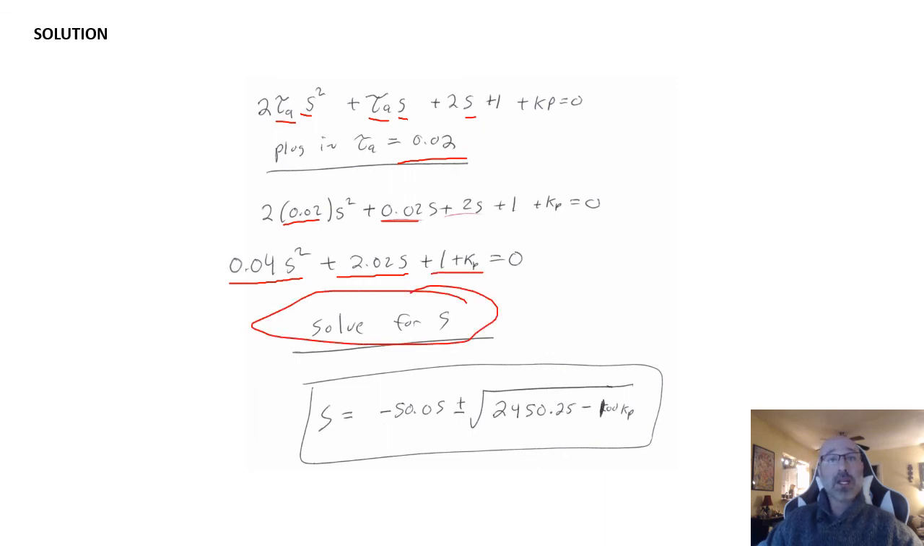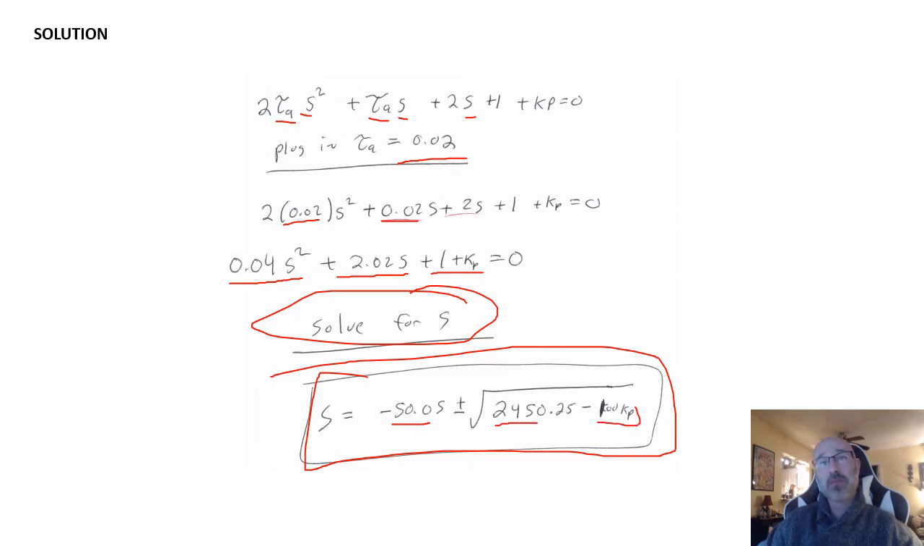Solve this for s. I can get it in terms of this relationship here. For s is equal to -50.05 plus or minus the square root of 2,450.25 minus 100 KP. So as our KP increases, we can plug those in. We can do that in a numerical solver, a t-chart from there, in order to get exact values for s as our KP value increases.